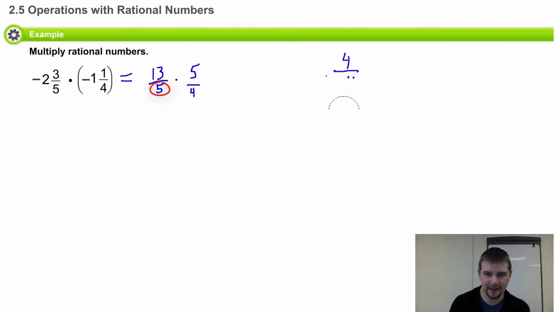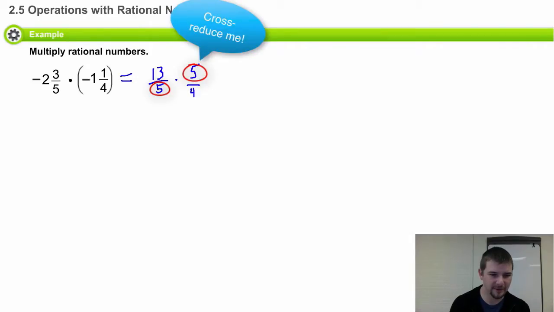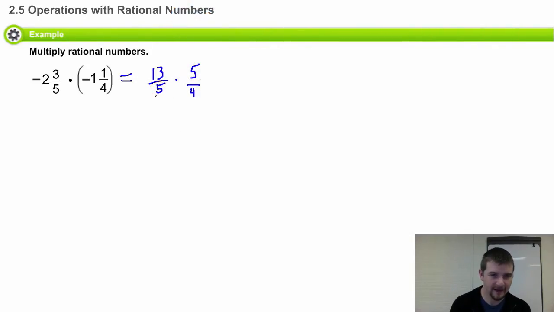5 and 5, on the other hand, well, that just screams out to be cross-reduced. 5 and 5, since they match, they both have a common factor of 5, and we can divide. 5 and 5 divided by 5, they both become 1. So we cross-reduce. Sometimes it's called cross-canceling when they cancel out so nicely. And now we have numerator times numerator, 13 times 1, 13, over denominator times denominator, 1 times 4. Again, a reminder, we do not need to find a common denominator when we multiply fractions. 1 times 4 gives us 4.